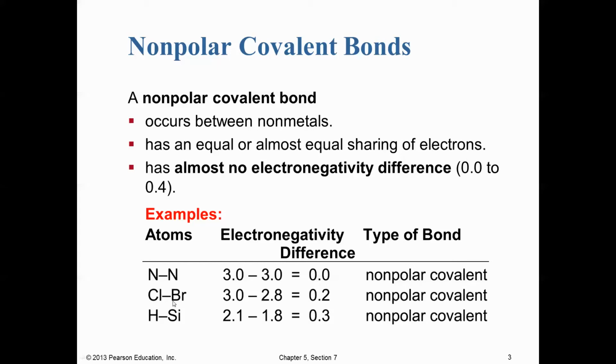And if we bond chlorine and bromine together, these two elements are very close in electronegativity with a difference of only 0.2. Although our electronegativity values aren't exactly the same, they're so darn close that we consider this also to be a nonpolar bond. And anywhere up to a difference of 0.4 is considered to be nonpolar. So again, if our electronegativity difference is anywhere from 0 up to 0.4, we consider that bond nonpolar, meaning the electrons are shared equally or nearly equally between those two elements.